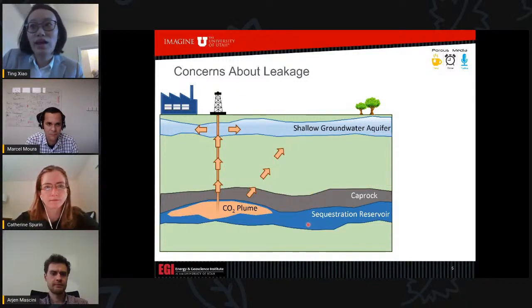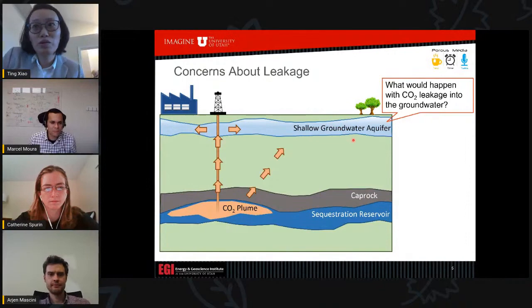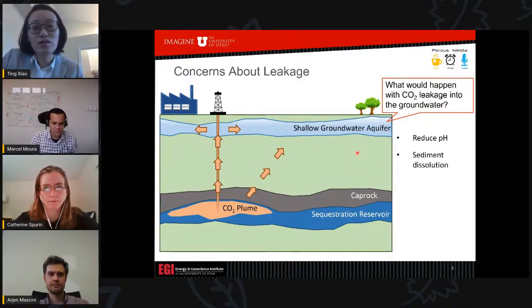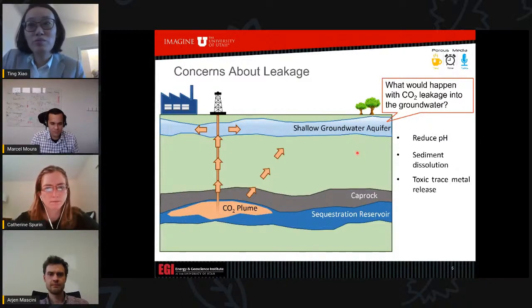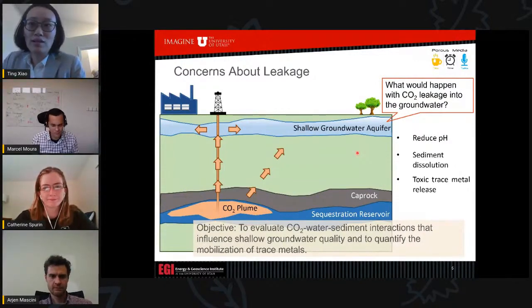It is a big concern: once a leakage enters an underground source of drinking water, what would happen? Because CO2 is an acid, it will possibly reduce pH and cause some sediment dissolution, which releases a lot of cations, including toxic trace metals. So today I would like to share one of my studies on CO2 groundwater sediment interaction. Our objective is to evaluate how this process influences shallow groundwater quality and to quantify the mobilization of trace metals.